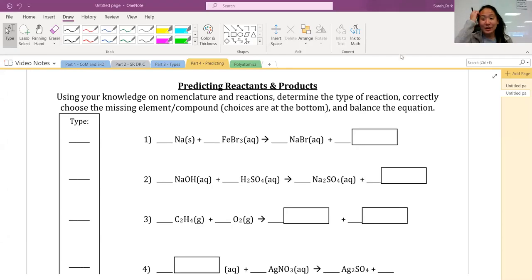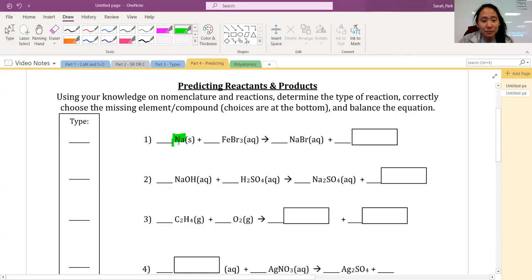Okay, so the last thing that we're going to have to learn today is learning how to predict reactants or products. So something's going to be missing and you have to figure out what's going to go in that missing box. And it all depends on what type of reaction it is, right? So for example, you see how this one right here, you're starting with the sodium. So here, I'm going to color the sodium, and then it's mixing up with an iron 3 bromide, and then you have a sodium bromide on the right, and then you're missing something, okay?